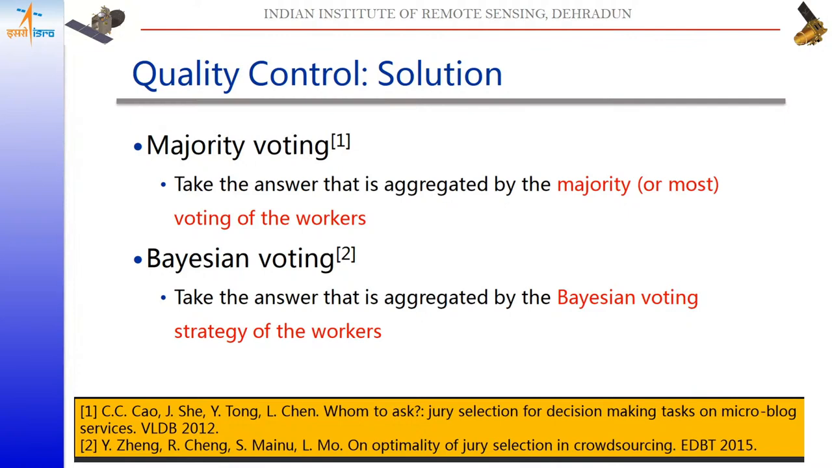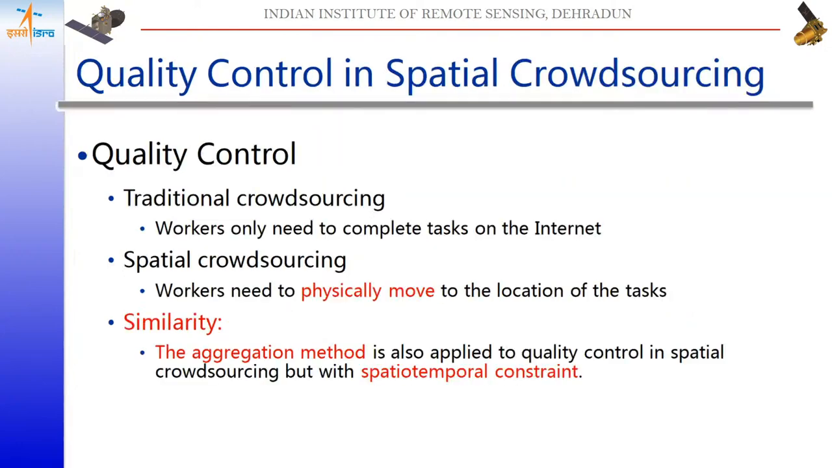Similarly, in the concept of Bayesian voting, we take probability into consideration for improving the quality of the data sets. If you see here, traditional workers only need to complete the task on the internet, whereas in spatial crowdsourcing, workers physically move to the location of the task.